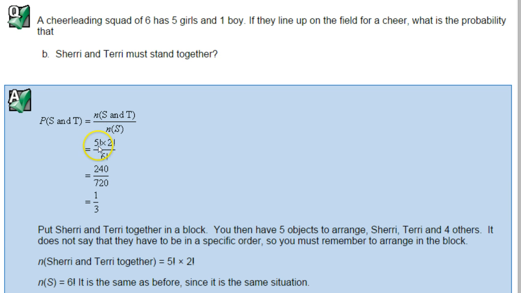So 5 factorial. Then within that block for Sherry and Terry, there are 2 different ways to arrange it. So 2 factorial. So we get 5 factorial times 2 factorial, all over the total number of ways of arranging this group of 6 individuals, 6 factorial. So in this case we have 240 over 720 equals 1 in 3. So the probability that Sherry and Terry are together is 1 in 3.